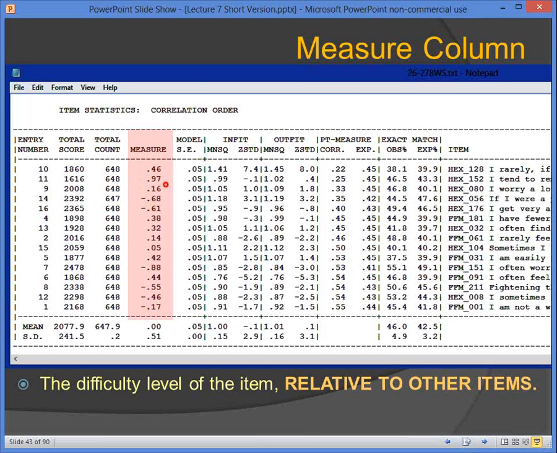And then these are the item difficulties. So this is the most difficult item, this 0.97 here. This is the most difficult of the items. And then the easiest item will have the lowest negative values. So the easiest item is here at a negative 0.88. And all of the other items are going to be in between that.